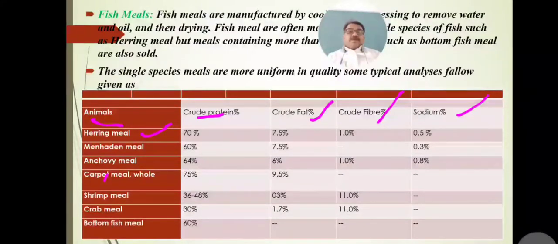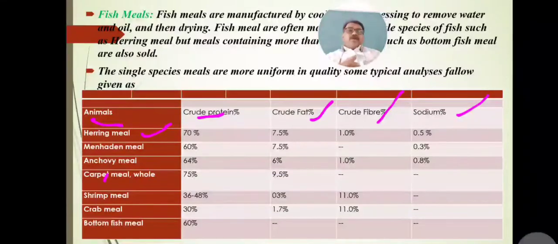Then crab meal has 30% crude protein, 1.7% fats, and 11% fibers. And bottom fish meal contains 60% protein, while fats, fibers and sodium are not reported.